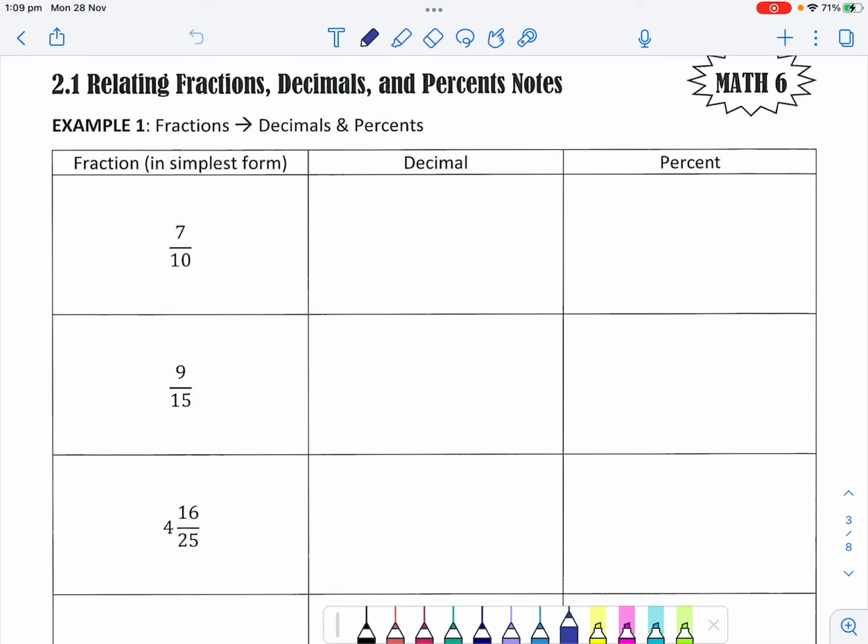Hey everyone, today we are going to start talking about the relationship between fractions, decimals, and percents. So all three of these values are going to represent the same thing. They're just going to represent it in a slightly different way. Now there are plenty of places that we see fractions, decimals, percents.